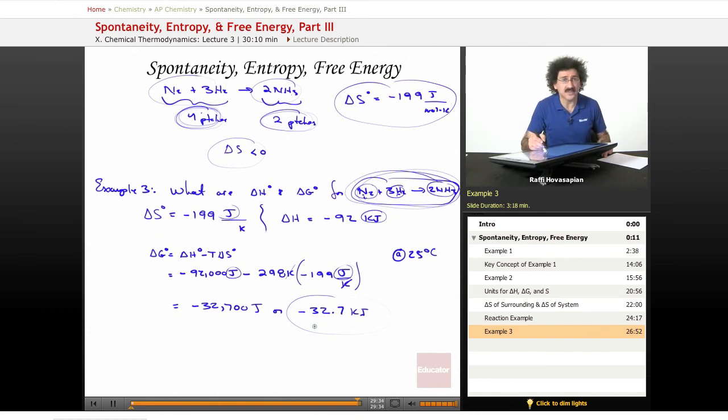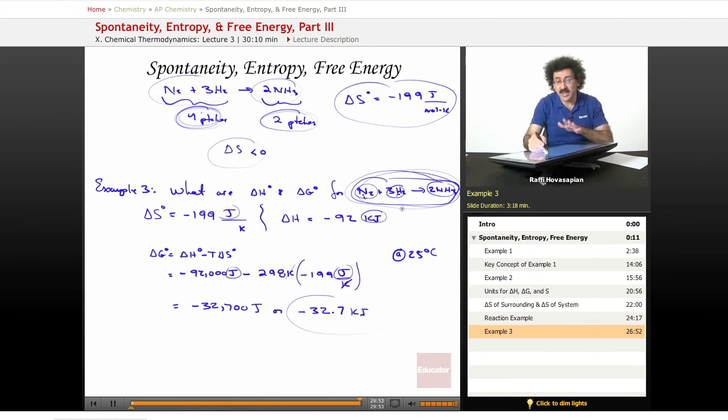Now again, spontaneous doesn't mean fast. It doesn't mean this actual reaction will actually go. It might be something else. This is a thermodynamic discussion. Thermodynamics only has to do with energy at the beginning, energy at the end, or energy here, energy there. It just tells us what the relative energies are of products and reactants.